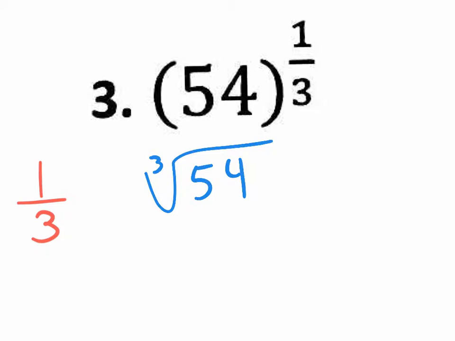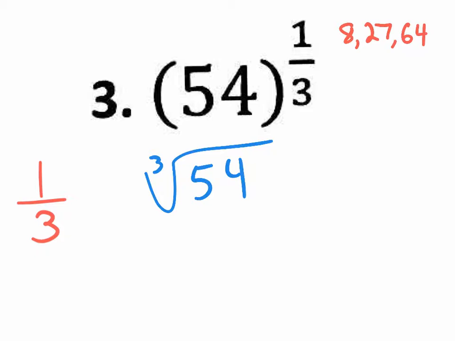So what times itself 3 times gives you 54? I don't know. If I go 2 times 2 times 2, what do I get? 8. If I go 3 times 3 times 3, what do I get? 27. If I go 4 times 4 times 4, what do I get? 64. Wait a minute, 54 is not even in there, right?